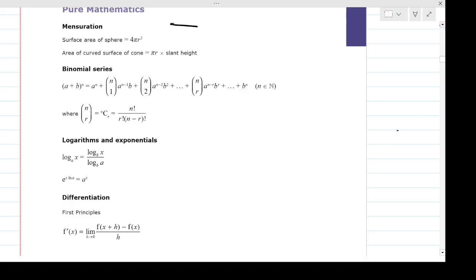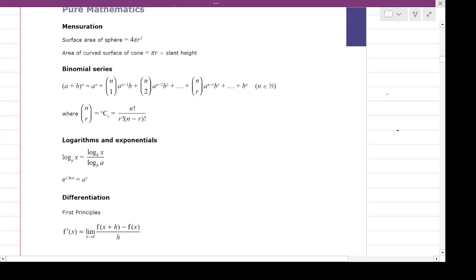So these two, mensuration, to do with shapes and stuff like that, they don't really come up. And to be honest, when they occasionally do come up, they'll give you these two formulas anyway, but it's in the formula book, so just be aware. But not really useful, to be honest.